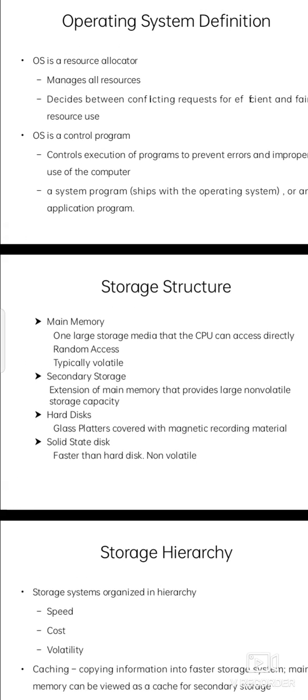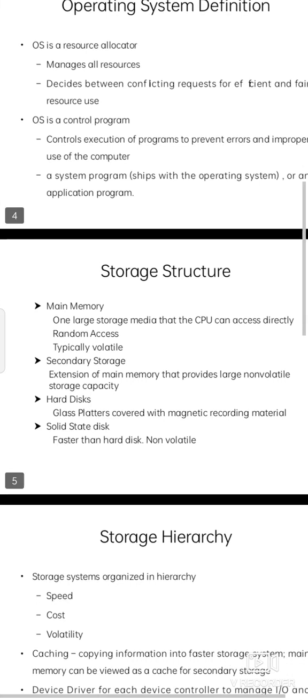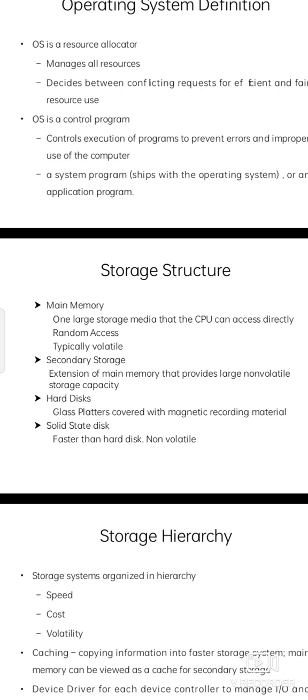Now the storage structure of the computer. In general we have the main memory, secondary storage, hard disk and solid state disk. Main memory is one large storage medium that the CPU can access directly. It is accessed by random access. Typically it is volatile, that is, it may be deleted at any time. Secondary storage is an extension of main memory that provides large non-volatile storage capacity. Hard disk: glass platters covered with magnetic recording material are called a hard disk.